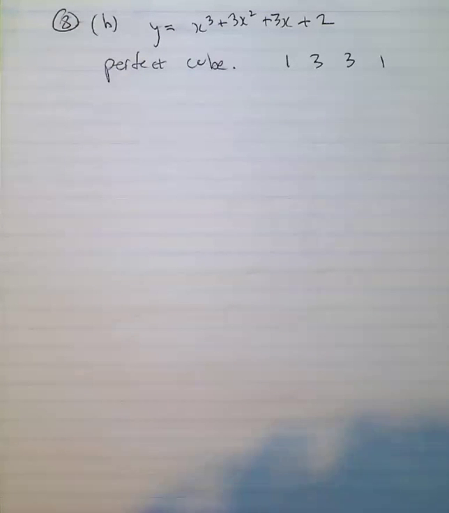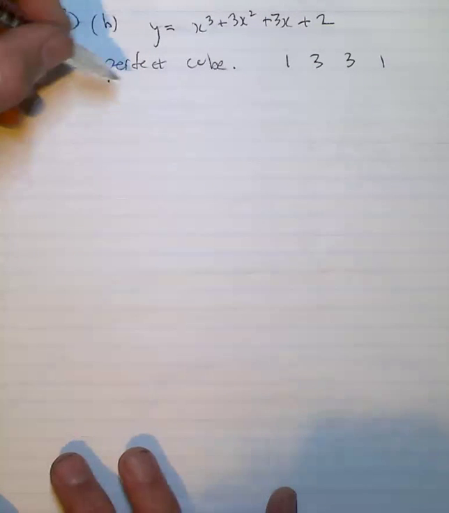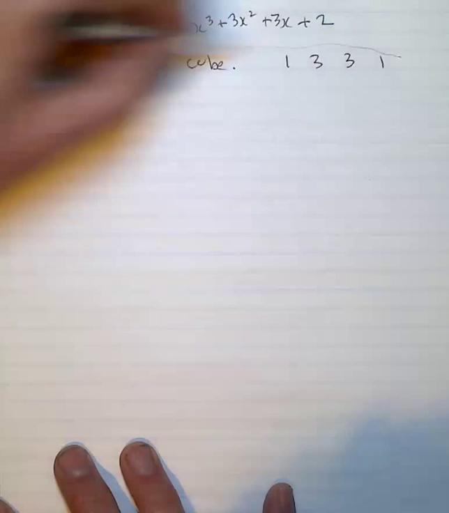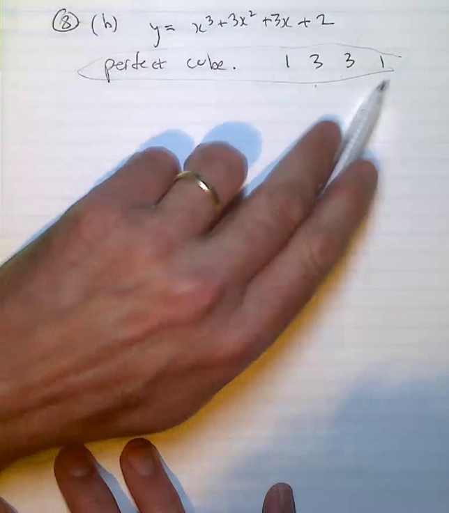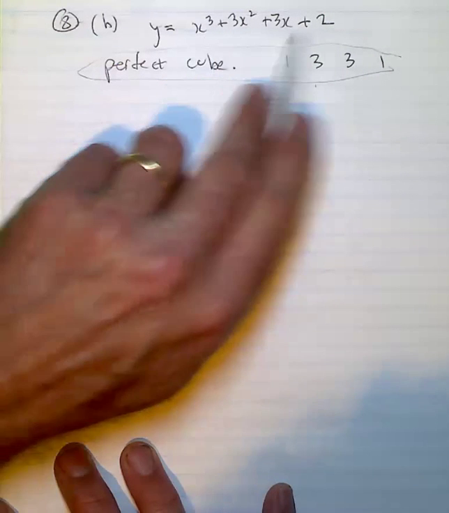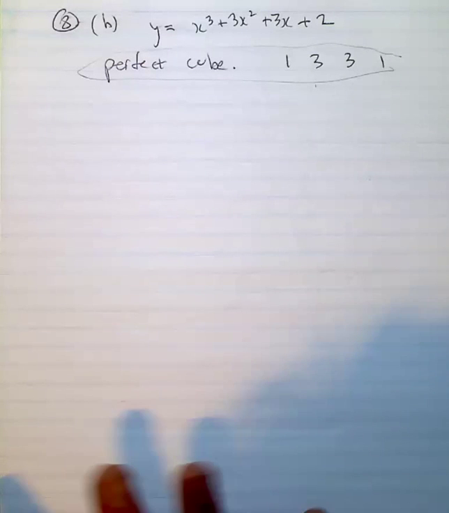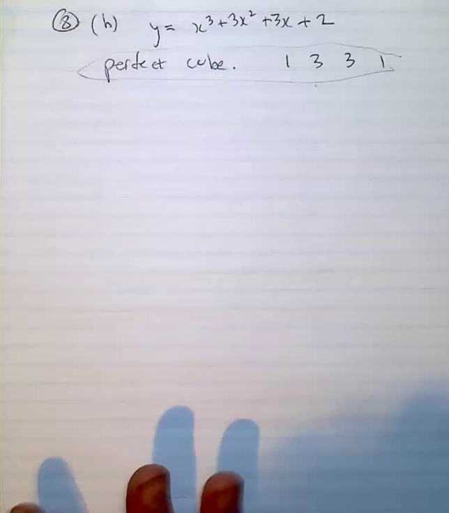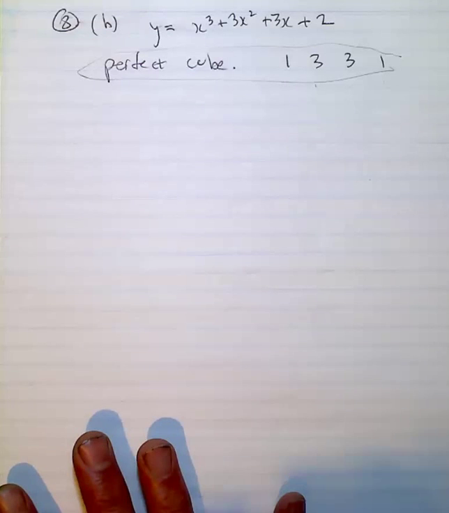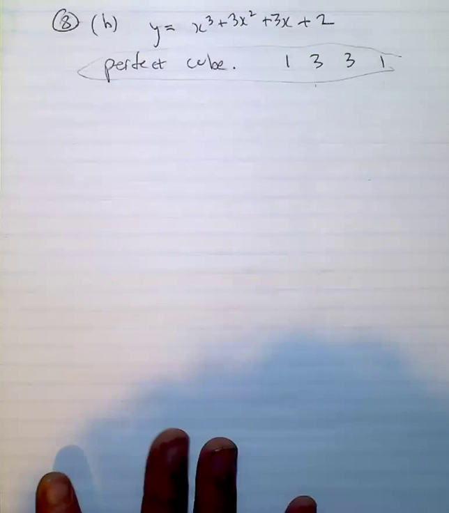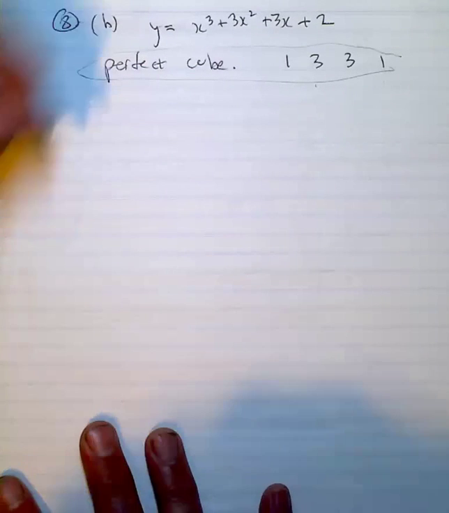Now, I've got to admit 8b is probably a little bit beyond the course, but in this particular instance, it probably is worth our while trying out. A perfect cube has the format 1, 3, 3, and 1. So we've pretty much got that. We'll have to complete a perfect cube and do a small subtraction, and we'll be able to find the point of inflection. I've got to admit, a little bit beyond the course, but worth our while trying.